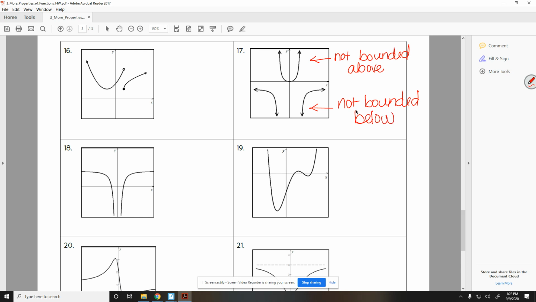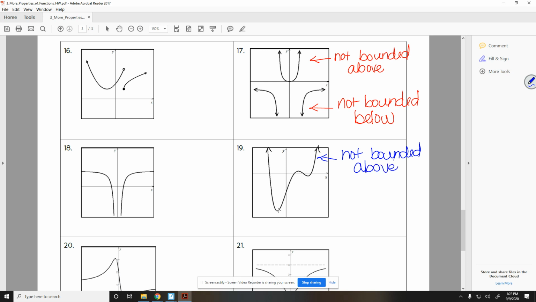Okay, graphs that are bounded. So 19 is one that's partially bounded. On 19, it's a little difficult to see, but this does go off the graph. So these would be arrows. This graph would not be bounded above because it just keeps going up. Not bounded above, but it is bounded below.